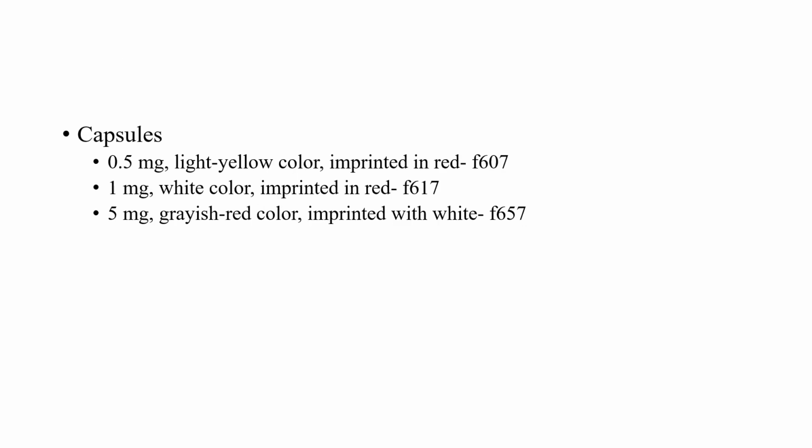So we have capsules of 0.5 milligram, 1 milligram and 5 milligram, and there are different color codes: light yellow color for 0.5, white color for 1 milligram, which are imprinted in red. So 0.5 and 1 milligram capsules are imprinted in red, while the 5 milligram is red in color, imprinted with white, and they are written F607, 617 and 657 respectively.